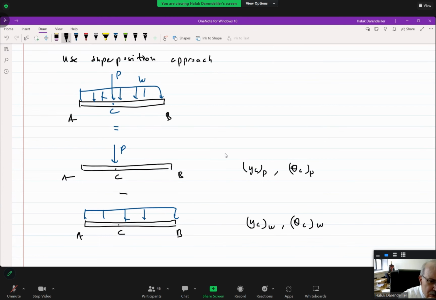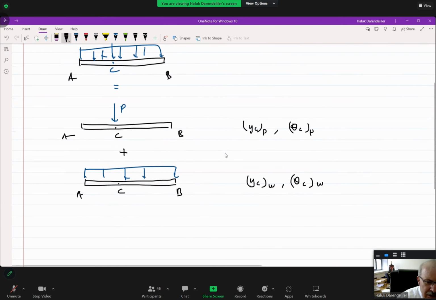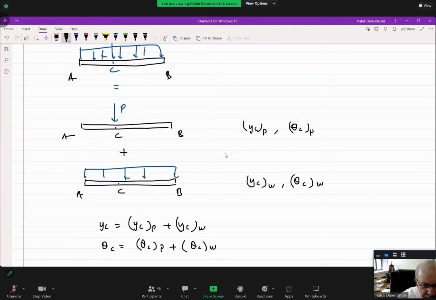So add these two solutions, and as a result of the superposition method, the total displacement of C is the displacement determined from the point force plus the displacement determined, or minus whatever, from the distributed load. Or the slope at C is the slope at C determined for the point force, added with the proper sign, the slope obtained by W. Okay, so solve this problem in two steps.